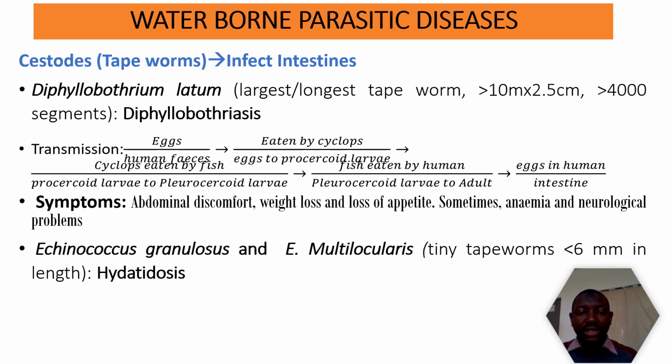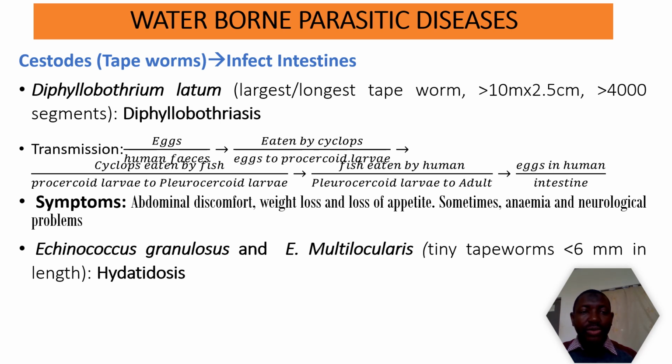Now the next parasite we'll talk about is the Echinococcus species, Echinococcus granulosus and Echinococcus multilocularis. I combine them because they cause a common disease, and these worms are very short in length compared to Diphyllobothrium latum. They usually measure less than 6 millimeters in the body, so they are considered the shortest tapeworms. They commonly cause a condition known as hydatidosis or hydatid cyst.